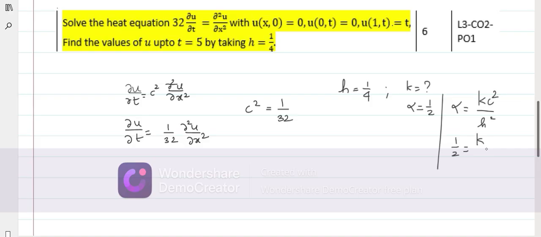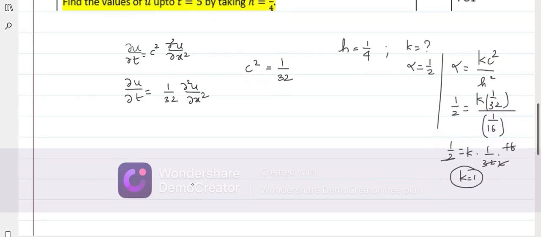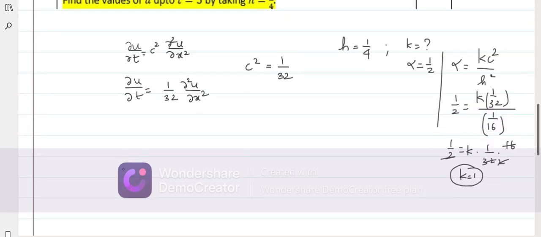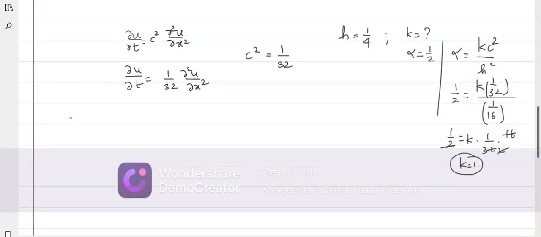c² is what? 1/32. And what is h²? 1/4 squared, you know? 1/16, right? So 1/2 into k into 1/32. This 1/16 will go to the numerator. 16 ones are 16, 16 twos are 32, and we can calculate this 1/2 also. What is k? K is 1. So we got the value of h as well as k. Let us write the two-way table.